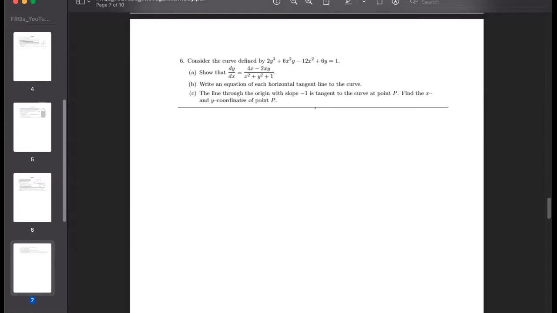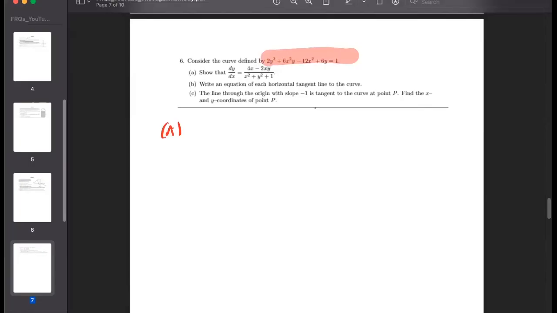They give us that weird function and they want us to show that the derivative is equal to that value. So how can we solve it? We're just going to use implicit differentiation. For part A, I'm going to start with the equation that they give us up on top, and I'm just going to differentiate that.